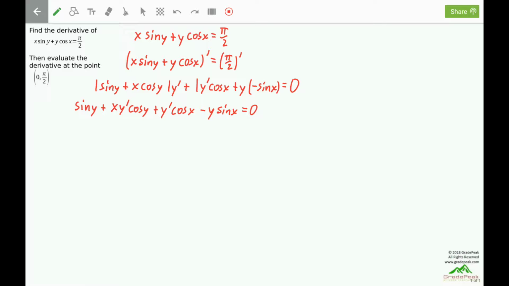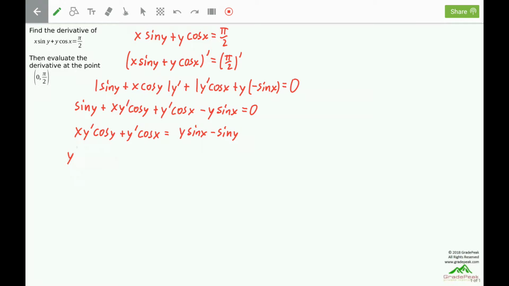We want to solve for y prime here, and that's done by isolating the y prime terms. We actually have two terms that have y prime. Here they are. They will stay on the left side. Let's move the terms that do not have a y prime over to the other side. So we will have x y prime cosine y staying, and y prime cosine of x staying on the left side. And we will be moving the y sine x over to the other side. It will become positive, and the sine y over the other side will become negative.